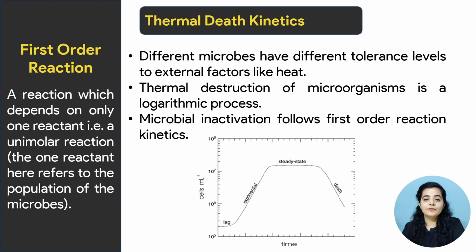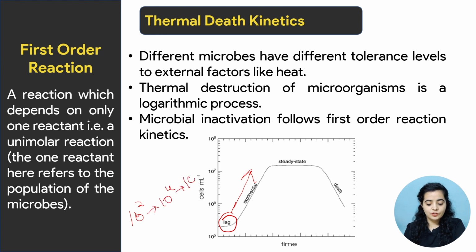Now, whenever we observe a thermal destruction process, we see that different microbes have different tolerance levels to external factors such as heat. When we observe the microbial growth curve, the first step is the lag phase, followed by a growth or exponential phase. Such as if the population is 10 raised to power 2, it goes on to 10 raised to power 4, followed by 10 raised to power 6, and so on.